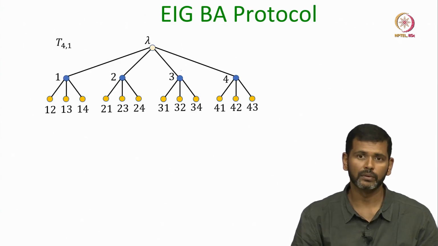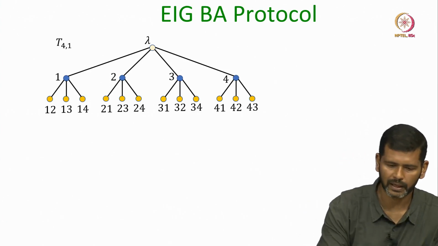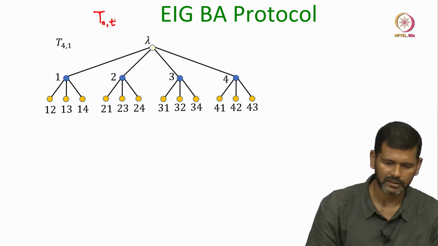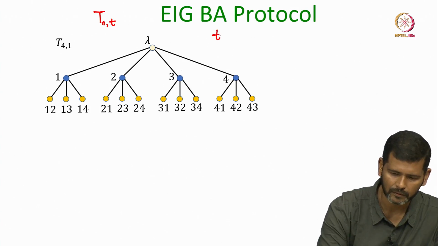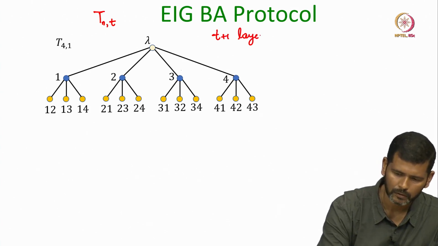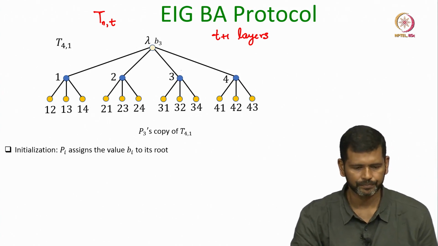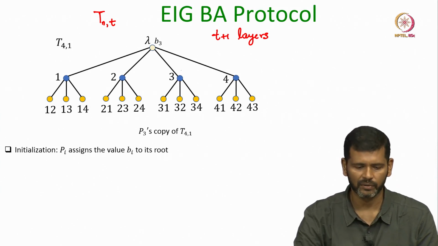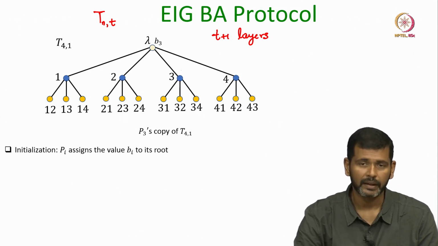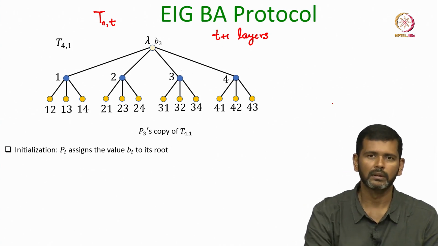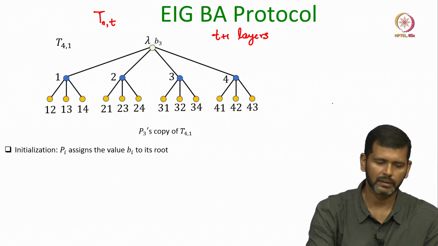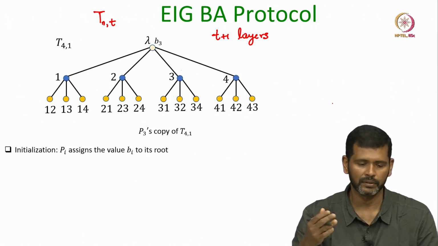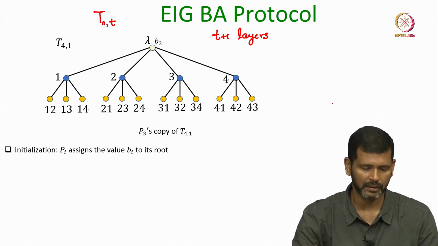So, let us quickly go through the EIG protocol. We have the EIG data structure T sub NT, which has T plus 1 layers, and each node will have a label or a tag associated with it. The idea behind the labeling is that as we go from the root to the leaf node, the labels that we encounter consist of the indices of distinct parties. That means it should not happen that an index gets repeated.